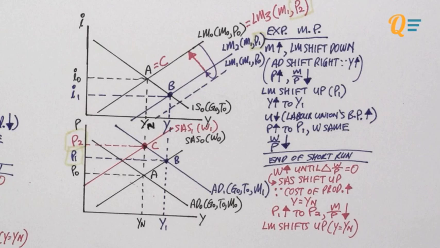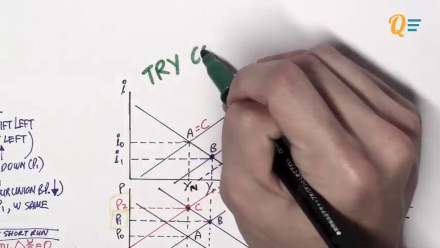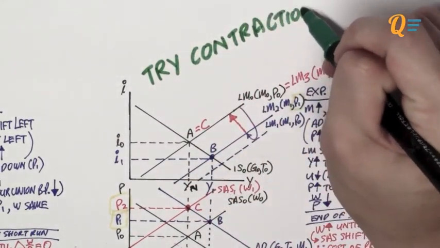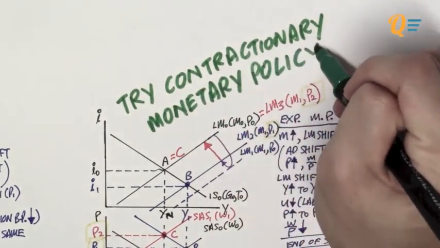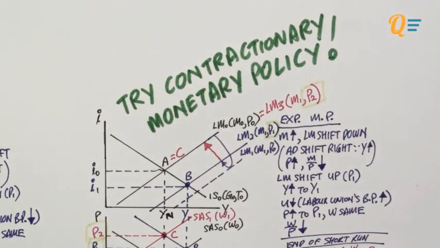Okay, so we're going to talk more about this later when we discuss the classical dichotomy. Okay, for now, what I would like you to try is a contractionary monetary policy by yourself, and use those 5 simple steps that we've discussed to analyze the IS-LM AD-AS dynamics.